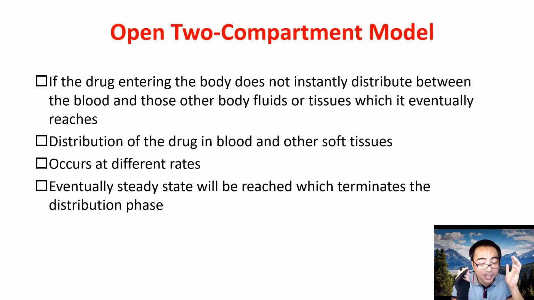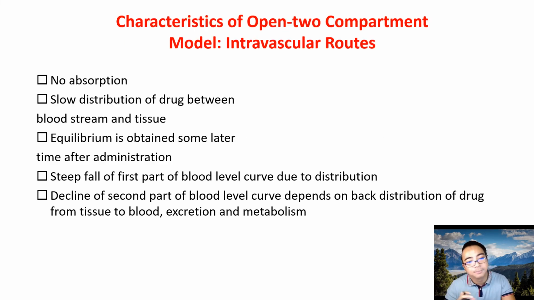So the only difference, class, between one compartment and two compartment model is that sa one compartment model, absorption, elimination phase lang. Kung IV yun, elimination phase lang meron. Pero sa open two compartment model, nagkakaroon ng bagong rate here. The distribution rate. Okay? Kasi nagkakaroon ng variations in the distribution for two compartment model.